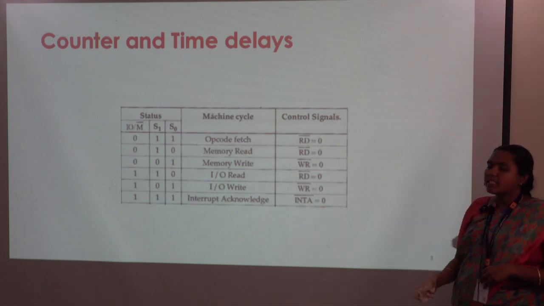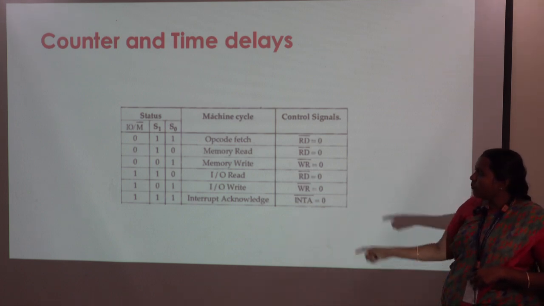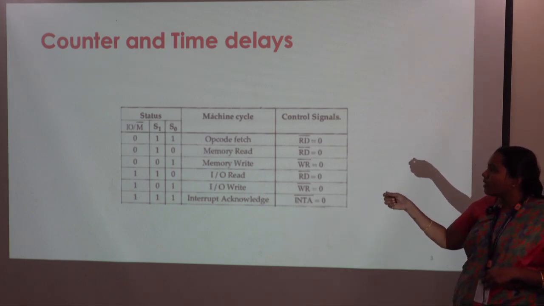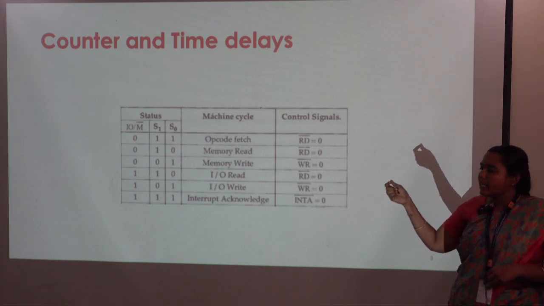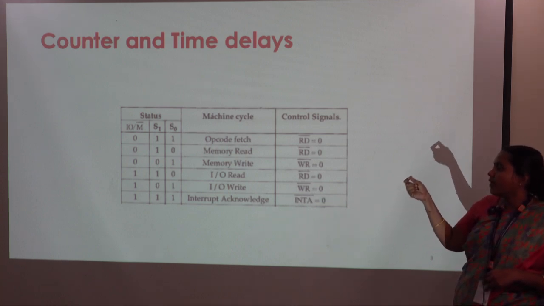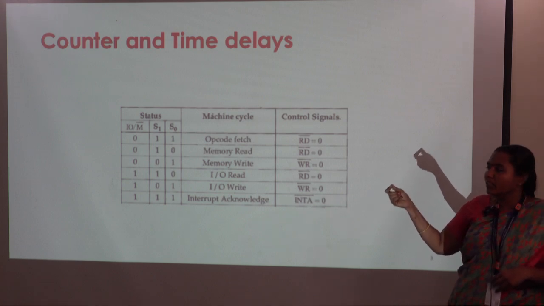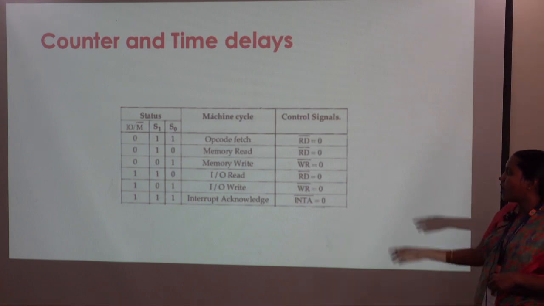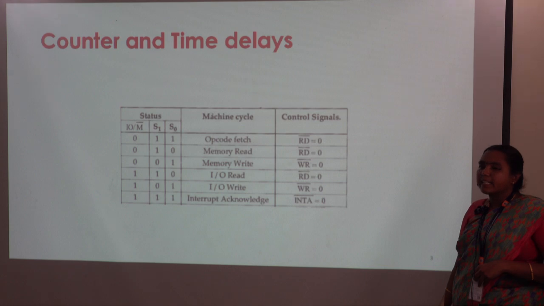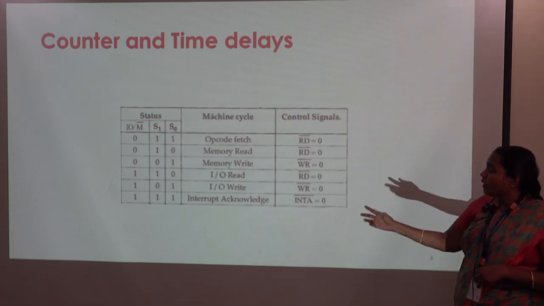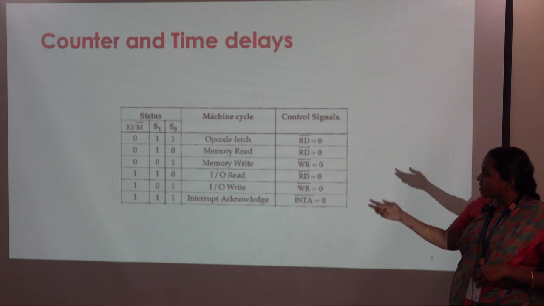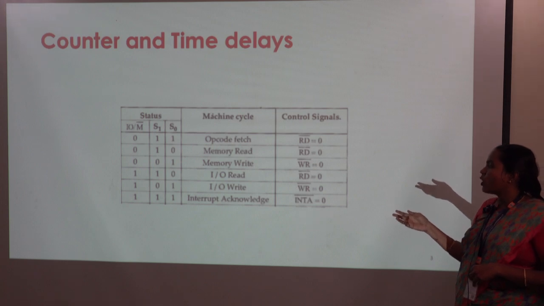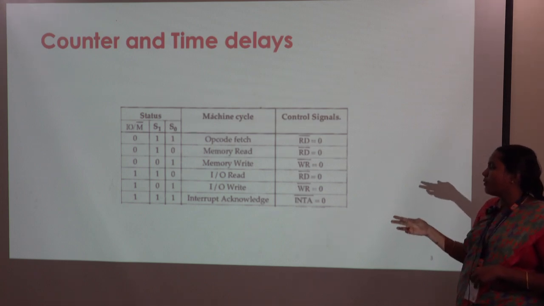S1 and S0 are the status signals. To access an external device with the 8085, we set the IO pin as 1. In case of 0, the default is to access the memory directly. When S1 S0 are both 1, the machine cycle is opcode fetch. 10 is memory read, 01 is memory write. To access an external device, the input output pin is set as 1. 10 is input output read, 01 is input output write, and 11 is interrupt acknowledgement.